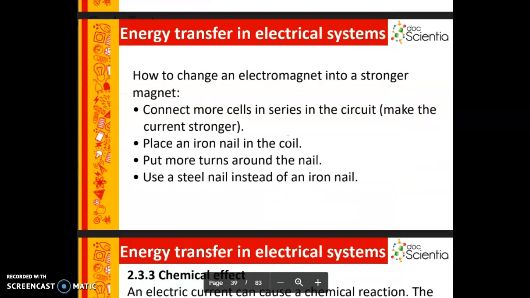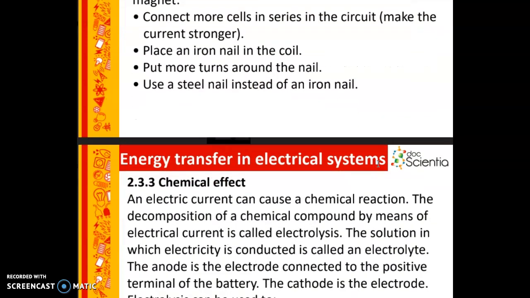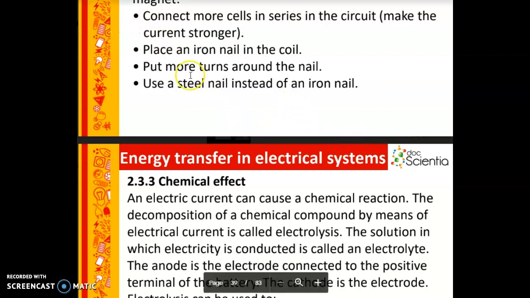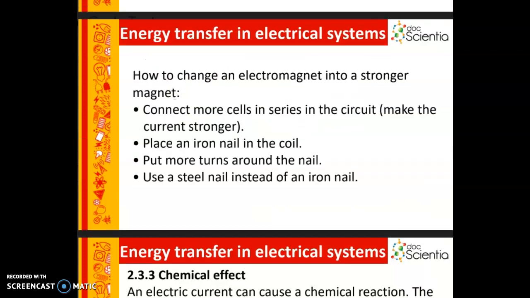How to change an electromagnet into a stronger magnet. You connect more cells in a series in the circuit, place an iron nail in the coil, put more turns around the nail, and use a steel nail instead of an iron nail. It's gonna stop. This is gonna stop now.